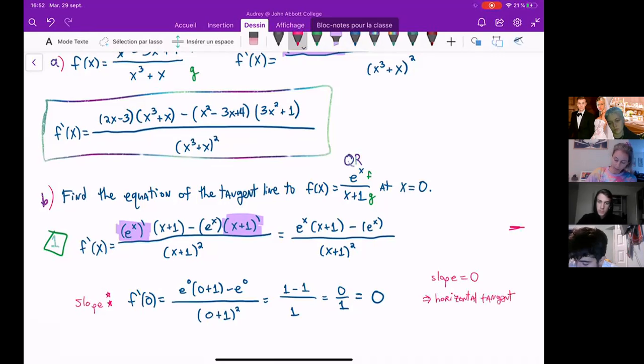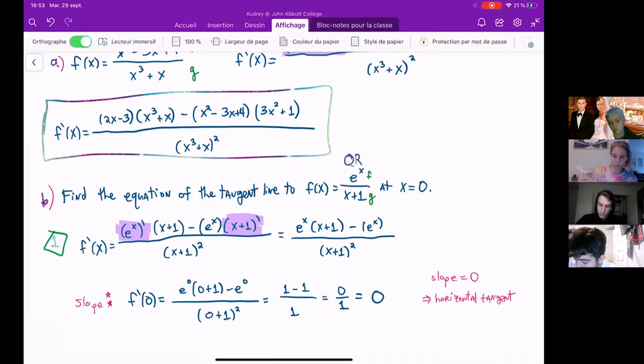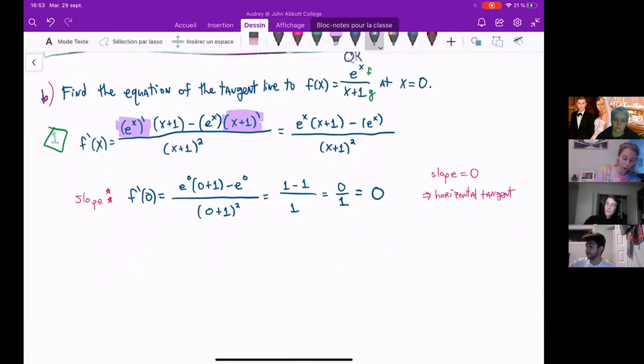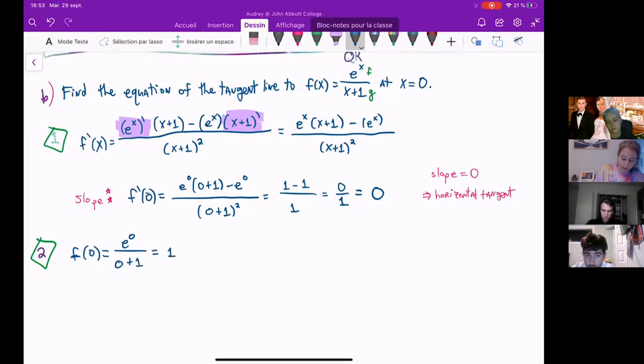So at this point, some of you might be like, oh my gosh, what are we supposed to do? How do we write the equation of the line? The slope is 0. Don't let this scare you. We're going to follow our steps in exactly the same way that we would typically follow our steps. So our next step is to find the y value. And the y value we get by plugging 0 into the original function, which just gives me a 1. So this gave me my point, which is 0, 1.